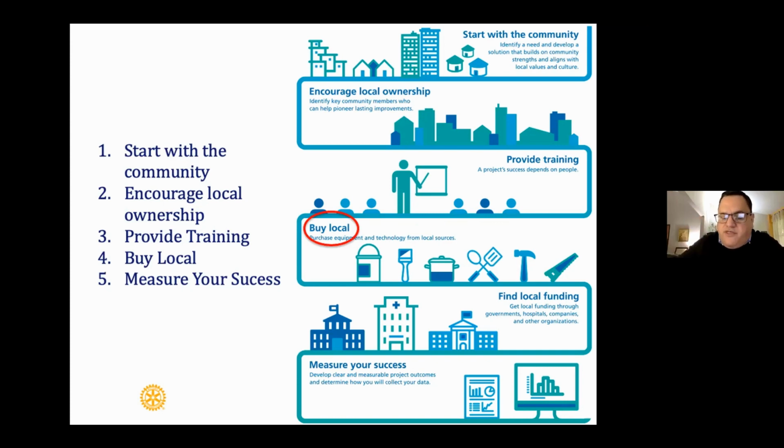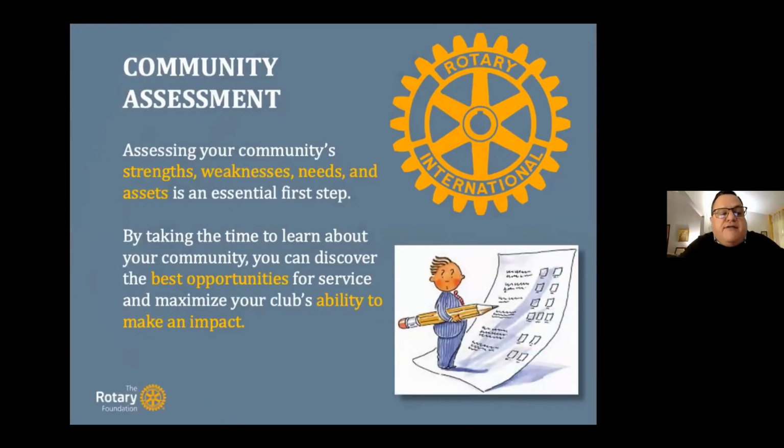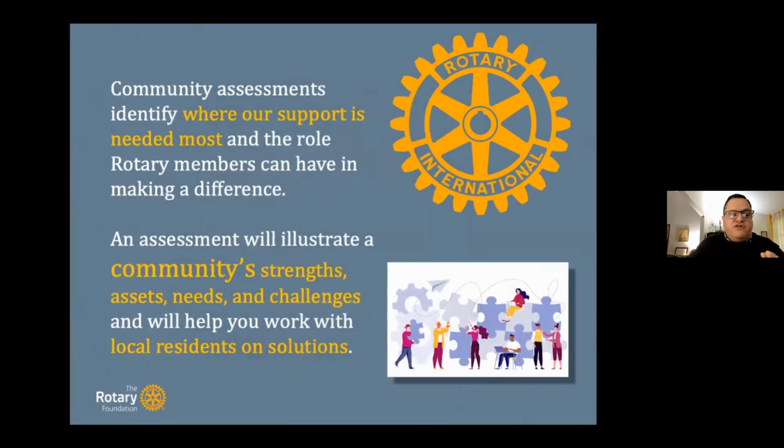So work with your local Rotarians. Work with your community. Try to find out the strengths, the weaknesses, the needs, and the assets that they got, okay? That will give you a very clear picture of where we're standing with your project. Where do we need to work on? How do we need to fix that? Okay, so this is probably a very crucial part of your design. So the community assessment identifies where our support is needed the most. And that's really, really what we want to find out, okay?